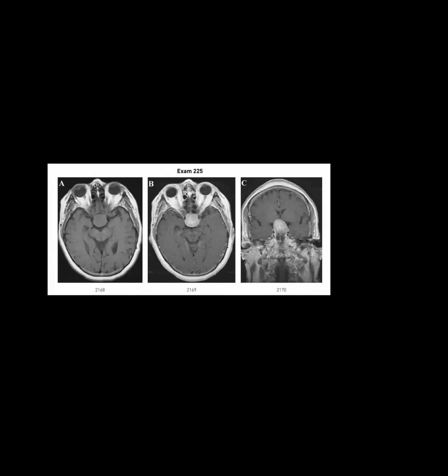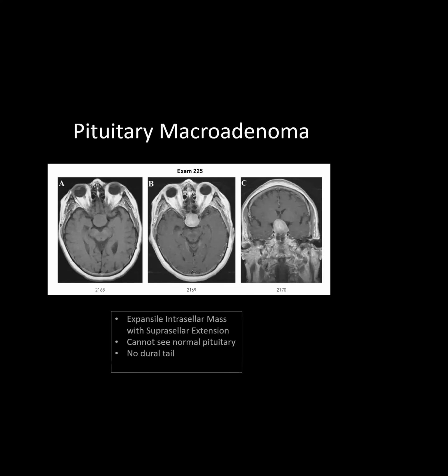This is another thing that was shown recently. If you look at this case, there's an expansile intrasellar mass with suprasellar extension without a dural tail. I think someone thought this was a meningioma. Me personally, I don't see a normal pituitary. I don't see a dural tail, and it's expansile and going upwards. To me, this is a better look for a macroadenoma. Again, the reason is expansile, intrasellar, growing upward. I don't see the normal pituitary, and I don't see a dural tail. If I see a separate pituitary gland and a dural tail, then I would think maybe meningioma, but I don't see that in this case.